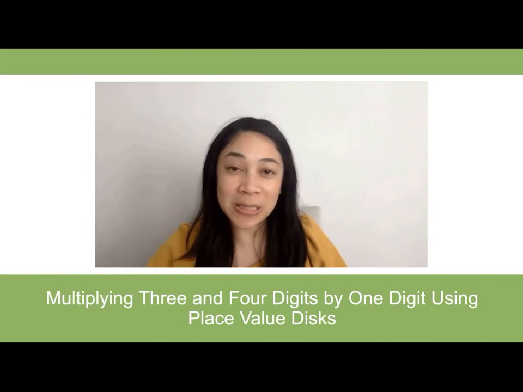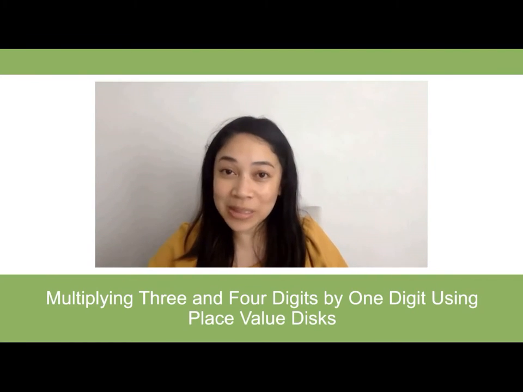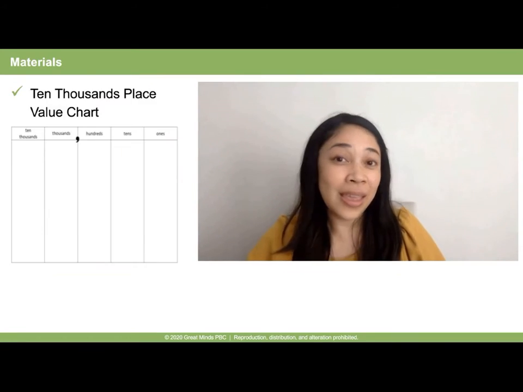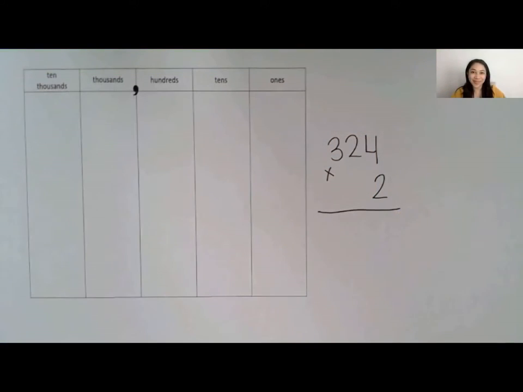Today we're going to be multiplying 3 and 4 digits by 1 digit while using place value discs. Get ready. Here's what we'll need for today's lesson. Use your place value chart to draw discs to represent 2 times 324.